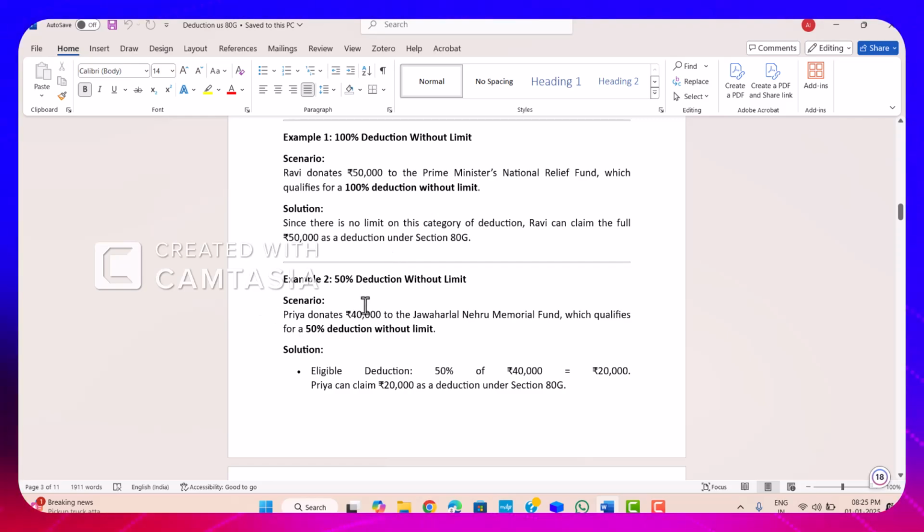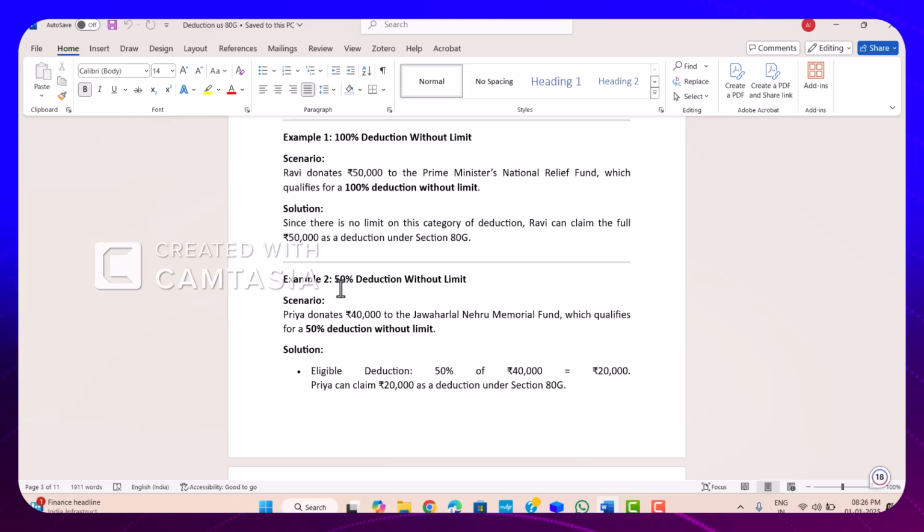Next comes the deduction without limit, okay, at 50%. Again, in the without-limit category, we have four donations which come under 50%. One is the Prime Minister Drought Relief Fund, Jawaharlal Nehru, Indira Gandhi, Rajiv Gandhi. Okay, if you give a donation to Rajiv Gandhi, or to the Jawaharlal Nehru Memorial Trust or Memorial Fund, or to the Prime Minister Drought Relief Fund, then these all come under 50%. Whatever amount they give, on that you have to calculate 50%.